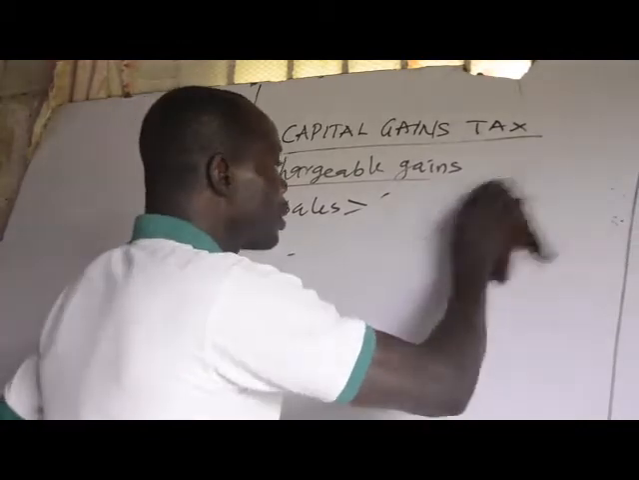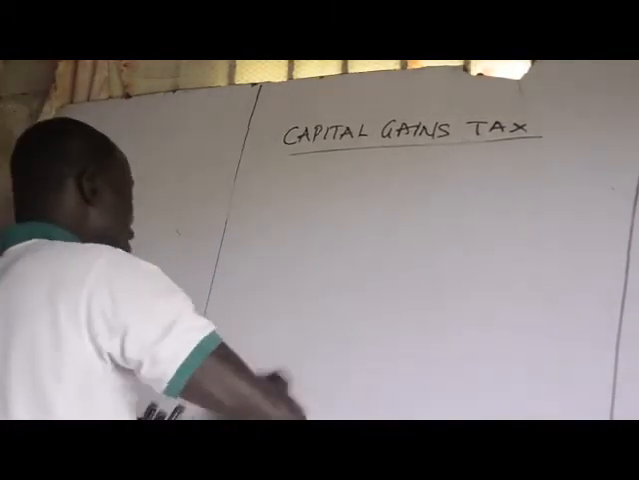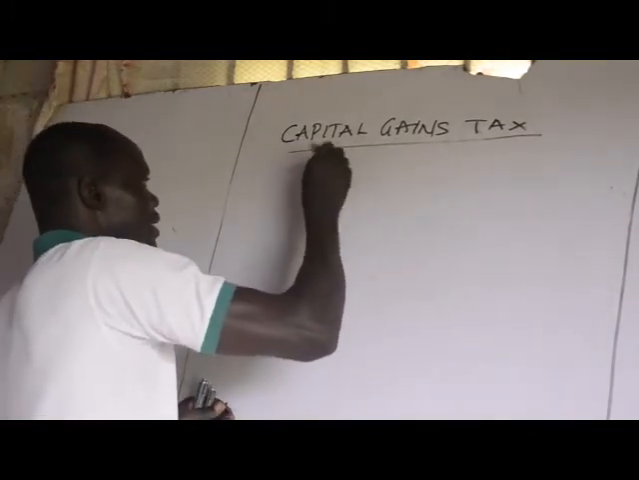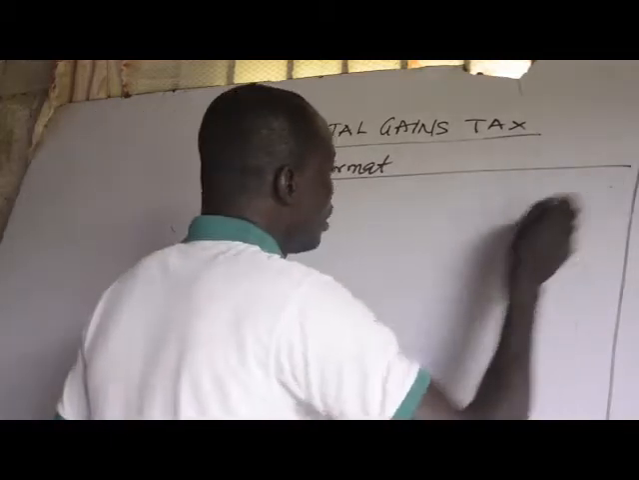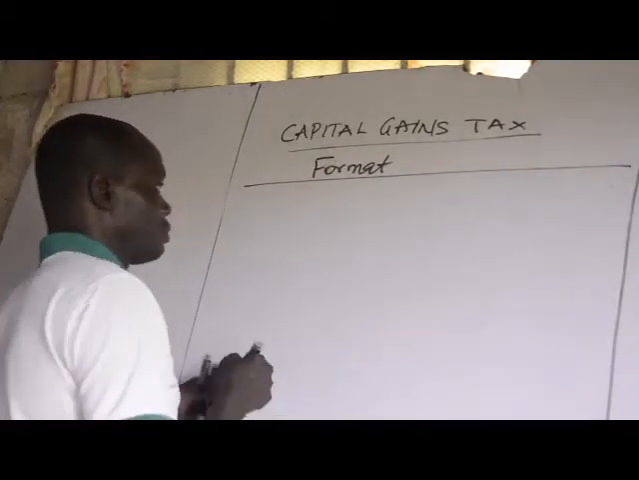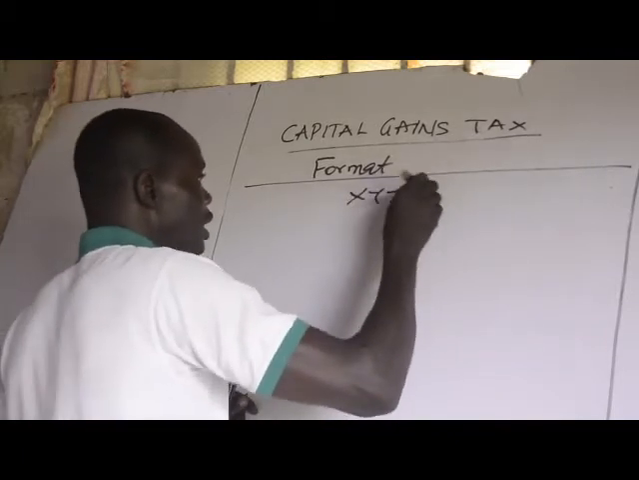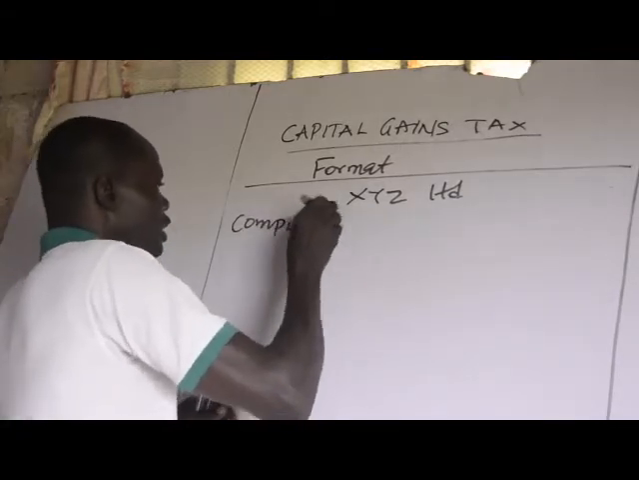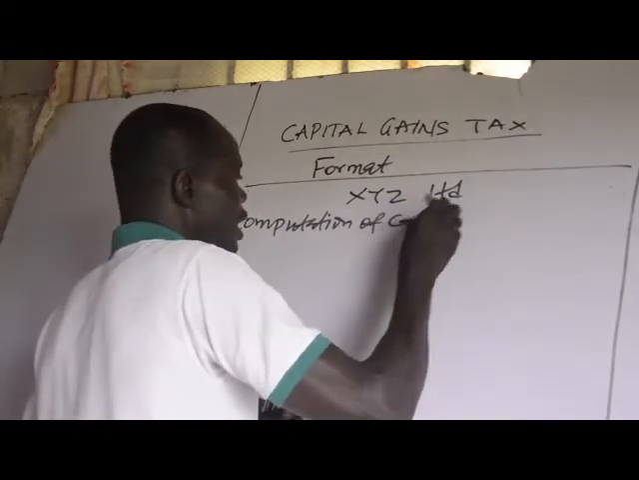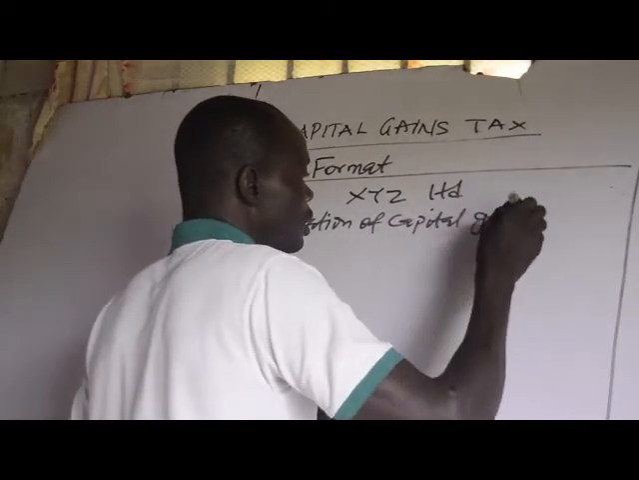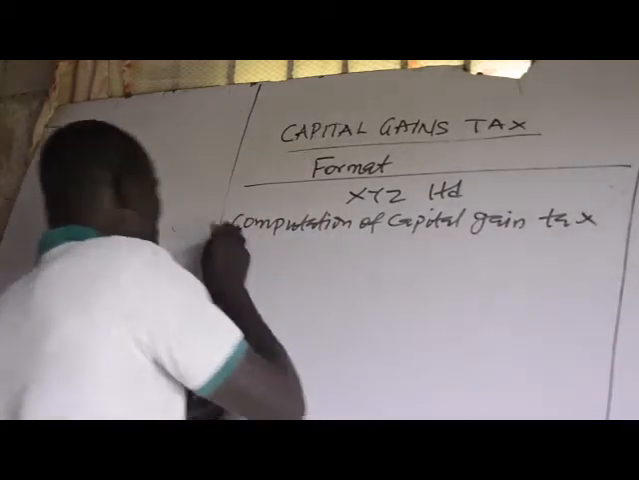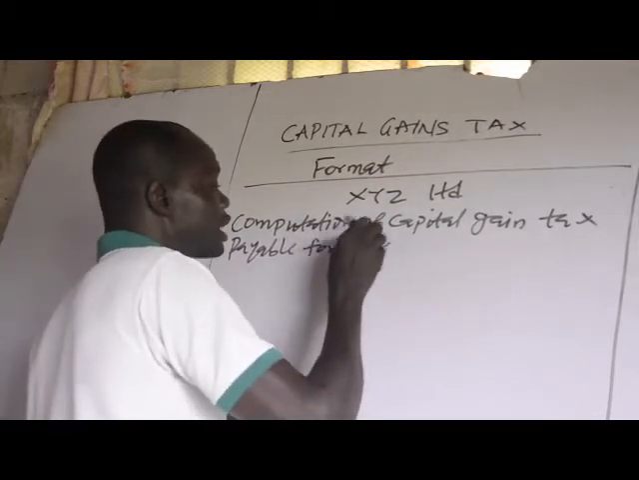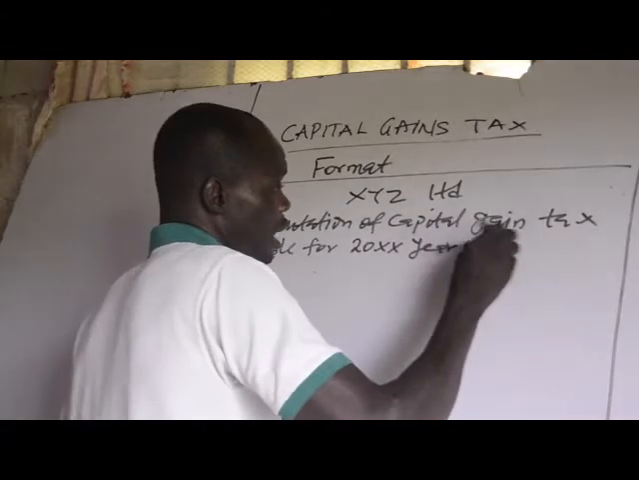So, I want to consider the format for the computation of capital gain tax. Format. You put the name of the entity. Let's assume you have XYZ Limited, computation of capital gains tax payable for the year of assessment, which has to be stated: 20XX year of assessment.